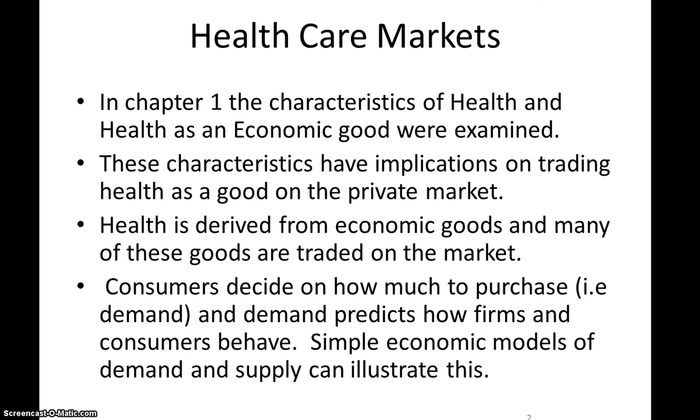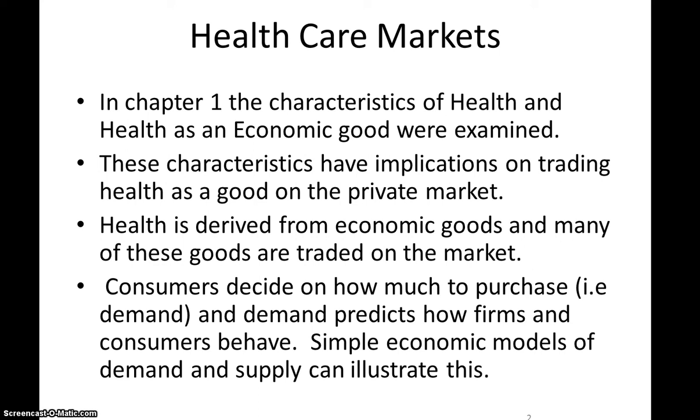So if you look back at chapter 1 or lesson 1, we looked at the characteristics of health and health as an economic good. These characteristics of health have implications on how that good is traded on the private market. As you know, and as we've covered already in lesson 1, health is derived from economic goods, and many of these goods are traded on the market. So, when you go into your pharmacy and you buy any kind of health good or product, that should have implications on your own health. Consumers decide on how much to purchase, and demand predicts how firms and consumers behave.